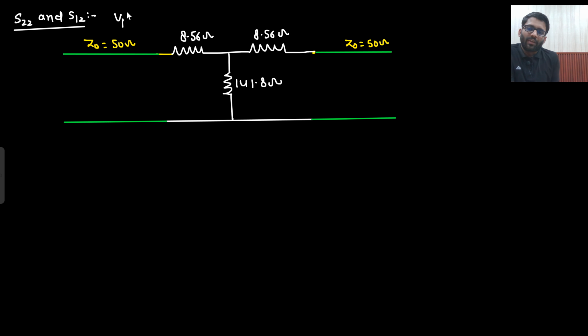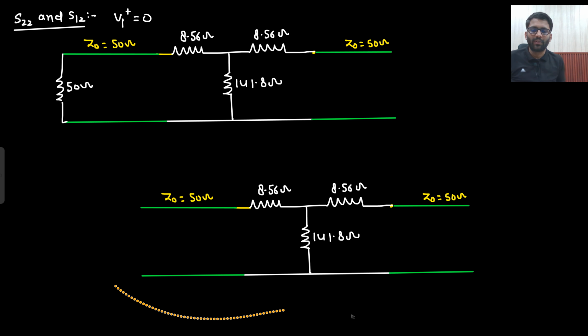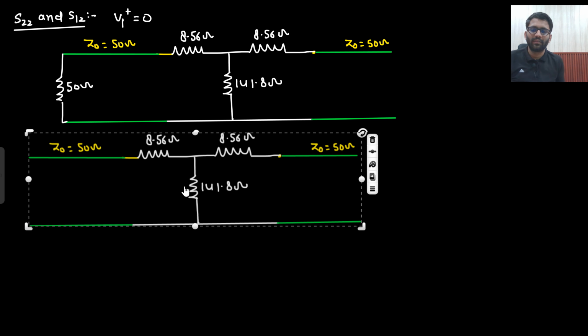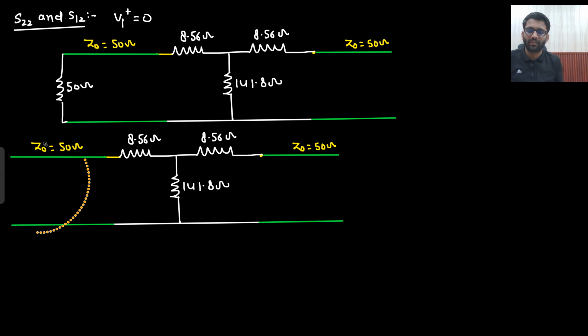So here I'm gonna keep my V1 plus equal to 0. If I keep my V1 plus equal to 0, that means this should be terminated with 50 ohm. And if it is terminated with 50 ohm, that means this will be replaced with 50 ohm. Okay. So this you can do on your own very easily. So this much part here, this impedance will be gone and it will be replaced with 50 ohm.